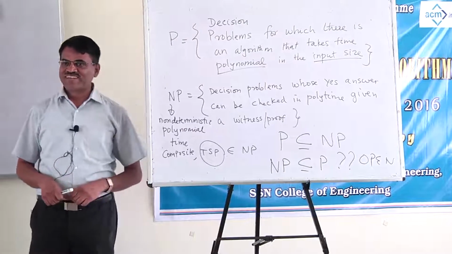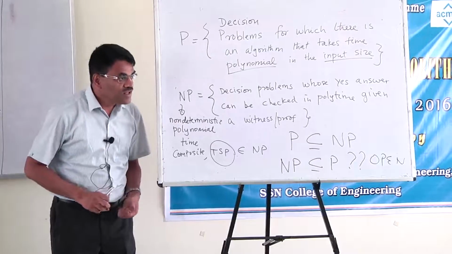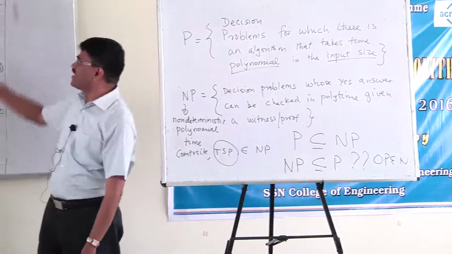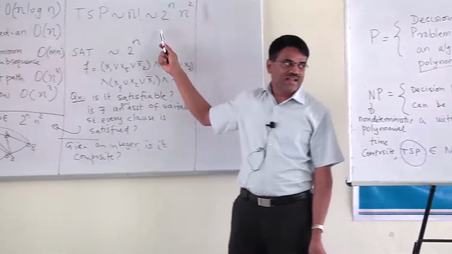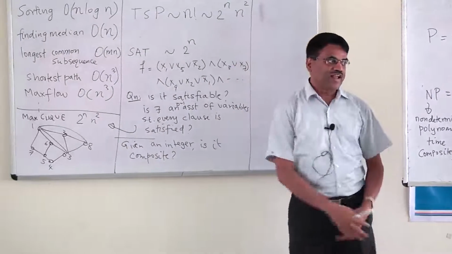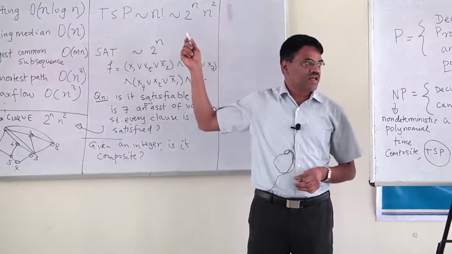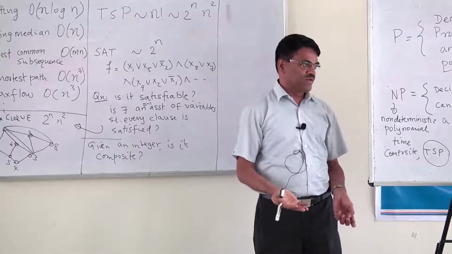What's the problem? Exactly. I just told you that the current best algorithm is exponential. I did not tell you that it is not in P. This is not enough evidence to say that this problem is not in P.